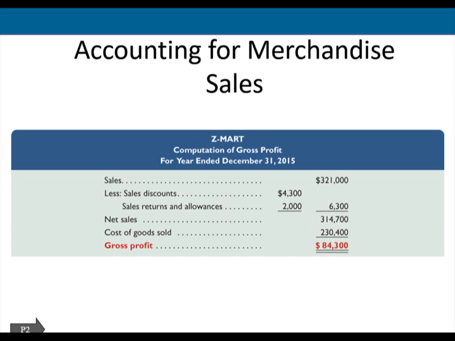Let's talk about sales and how to record them and what goes into accounting for sales. Accounting for merchandise sales, the company has to think about sales discounts, has to think about sales returns and allowances, and those are things that we're going to get into shortly in order to get to gross profit. They have to think about people bringing stuff back, they have to think about people returning stuff, and we're going to calculate all of that into our sales amount to get to our gross profit.